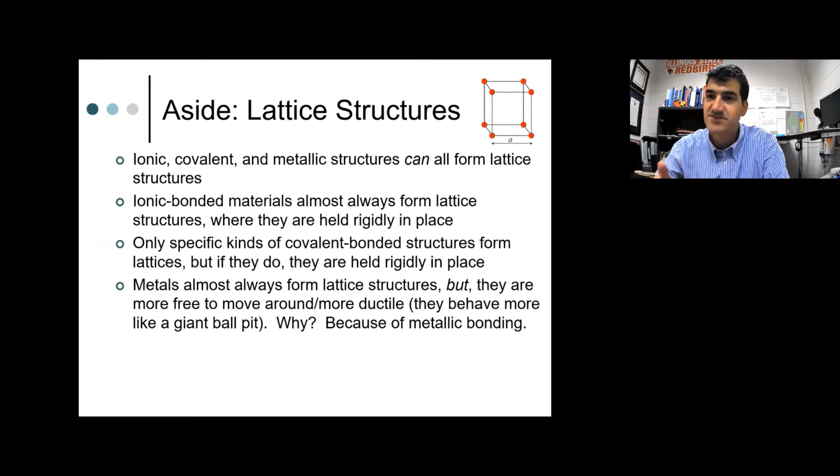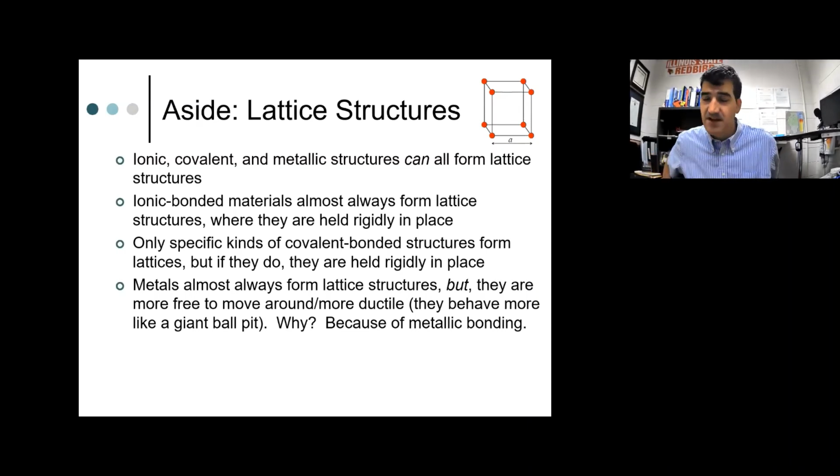All right, so lattice structures, we're going to talk a lot more about those in the second session as we talk about material science. That'll be in our next class. So ionic and covalent and metallic structures can all form lattice structures, but they don't always. Ionic bonded materials almost always do. Certain kinds of covalent bonded materials do, and metals almost always do. But metals tend to be a little bit more ductile.